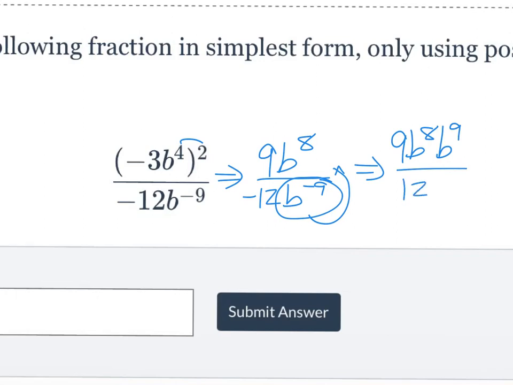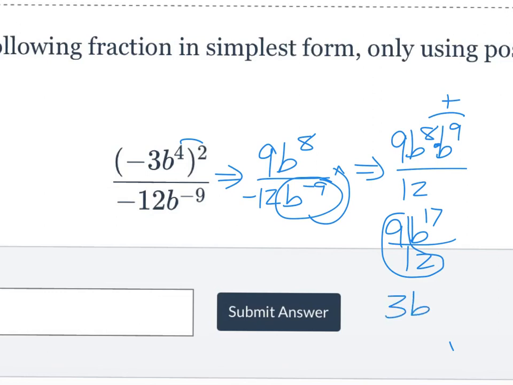Now, right here we're multiplying. When you multiply, remember you add exponents. So that's going to give me 9 b to the 17th over 12. Then you need to reduce your numbers. Again, you can type this in on your calculator. 3 will go into both. So you get 3b to the 17th all over 4.